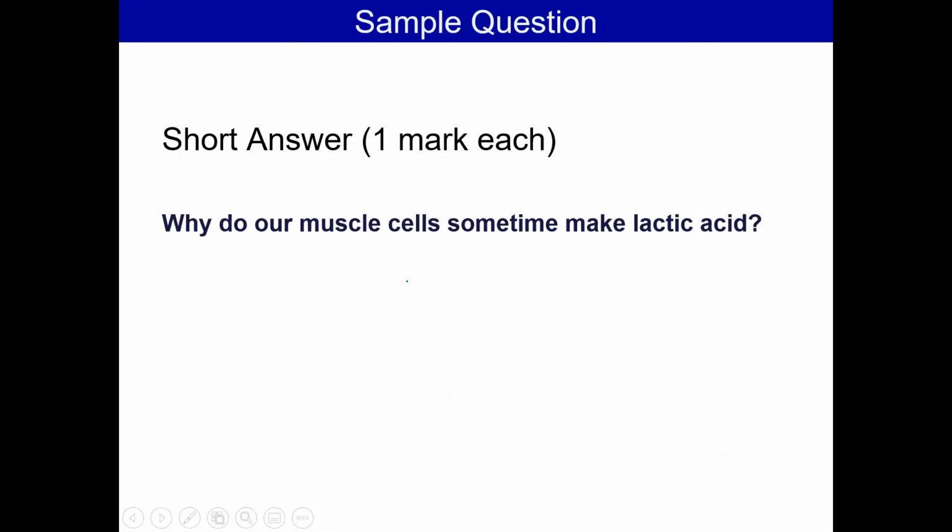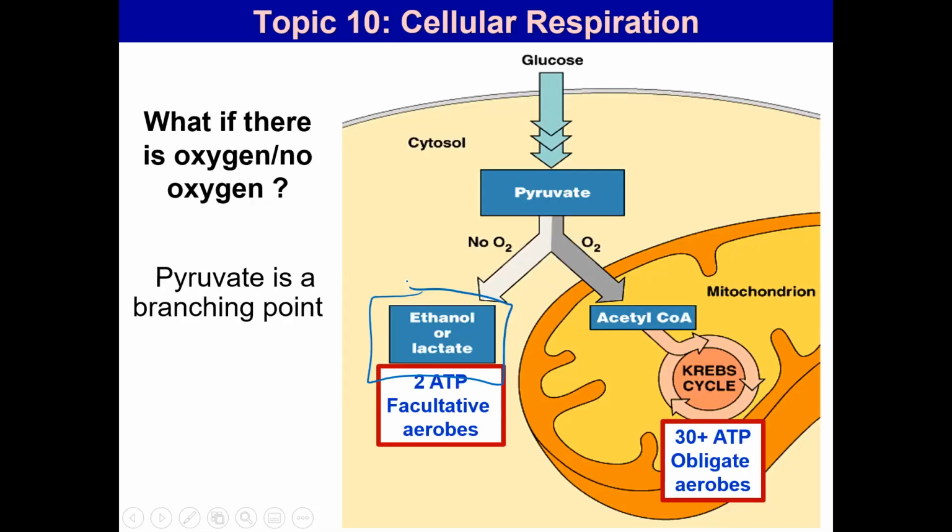So here's a short answer question. So this is one that can be a lot more complex. There's not necessarily different answers to this, but some answers are going to be more right than others. Why do our muscle cells sometimes make lactic acid? Okay, let's just go back to this slide for a second. So this part here, right? No oxygen. That's going to be half a mark for saying something about oxygen is not present.